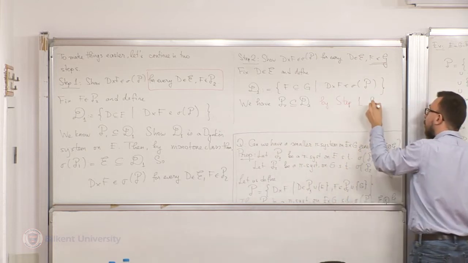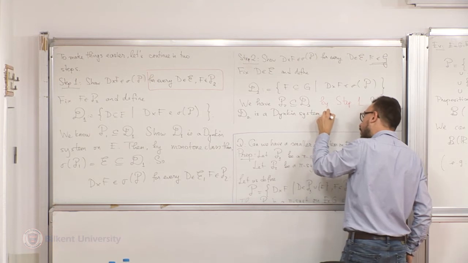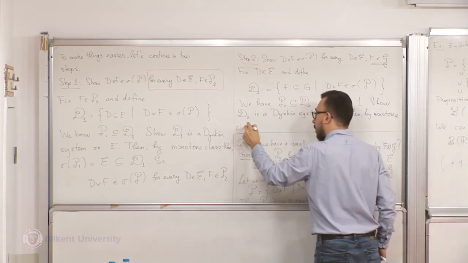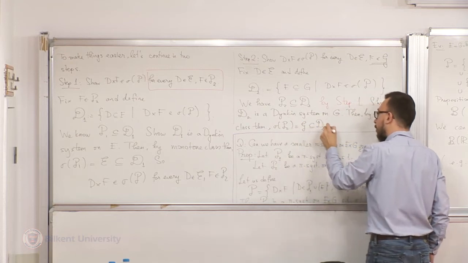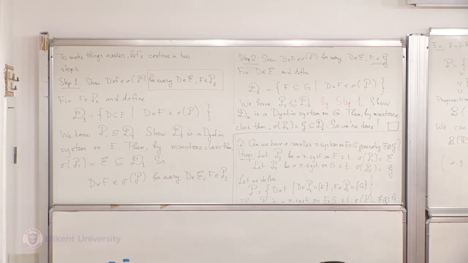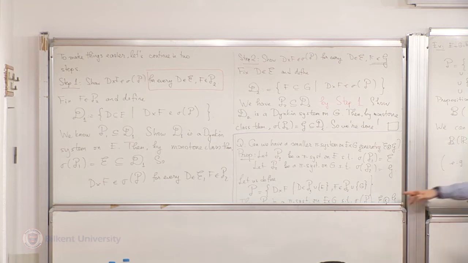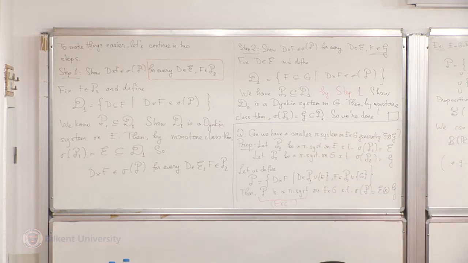The rest is routine. Show D2 is a Dynkin system on G. Then by monotone class theorem, sigma P2, which is script G, is a subcollection of D2. So we are done, because G is a subcollection of D2 just means that we have D cross F in sigma P for every D in E and F in G. We just didn't check that P is a pi system. I leave it as an exercise, okay? That is the easier part. This part was difficult, so we showed it using 2 monotone class arguments. Even one is not enough, so we have to use 2.